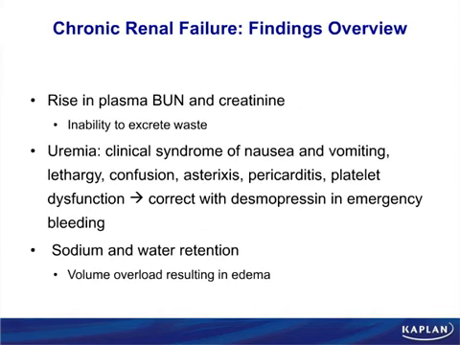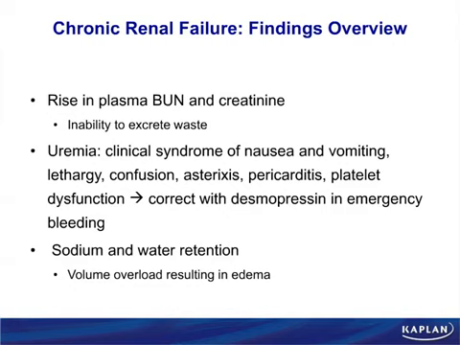So, consequences of chronic renal insufficiency. You have a rise in BUN and creatinine due to inability to excrete these waste products. You will have uremia. Uremia is a clinical syndrome that consists of nausea and vomiting, lethargy, confusion. Patients may sometimes go into a coma, asterixis, also known as a flap. They may develop pericarditis, and they may get platelet dysfunction. And due to the platelet dysfunction, they may have bleeding.